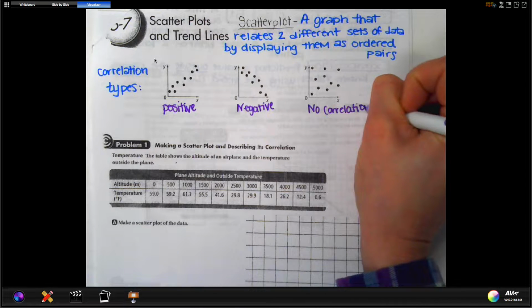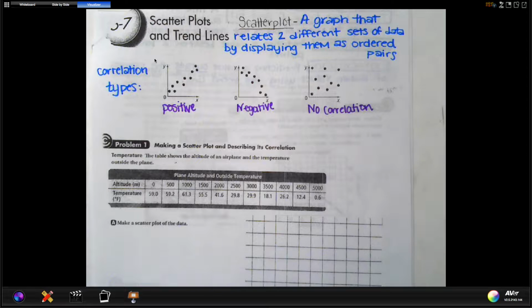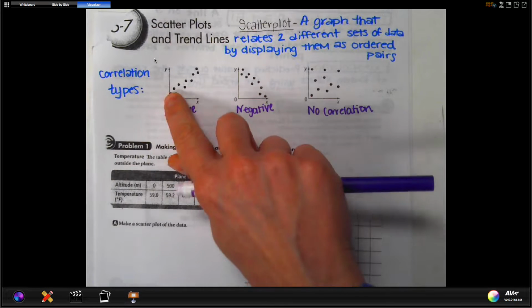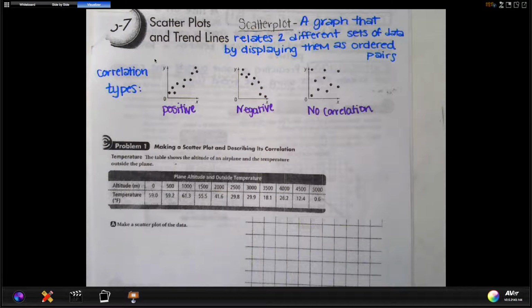So correlation is important for a lot of real world stuff. This is how we figure out, for example, that smoking cigarettes is linked to cancer. They take data from patients and then they see if there is a correlation between them. That's what we're talking about.